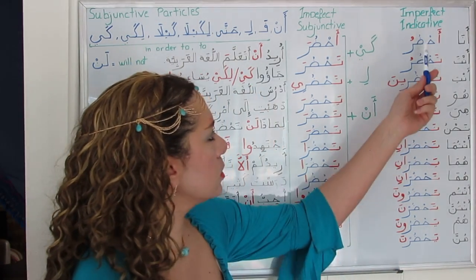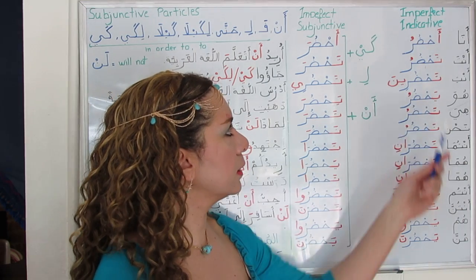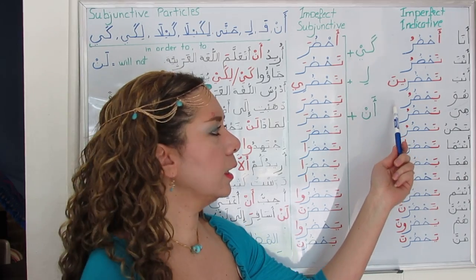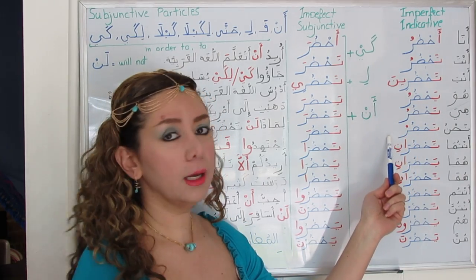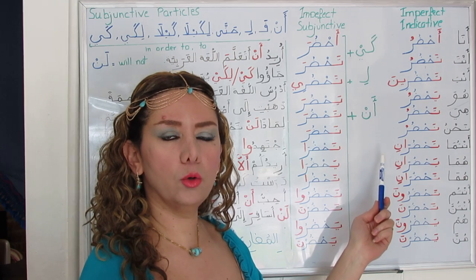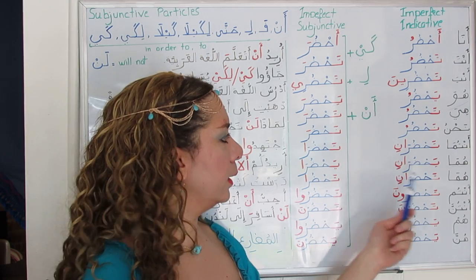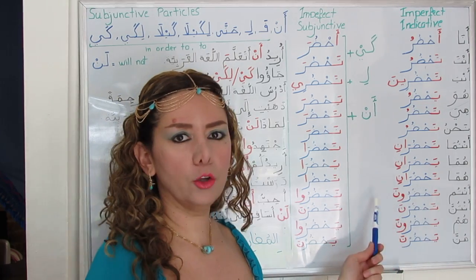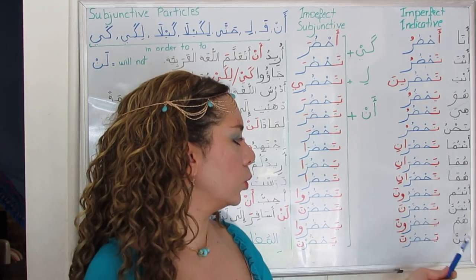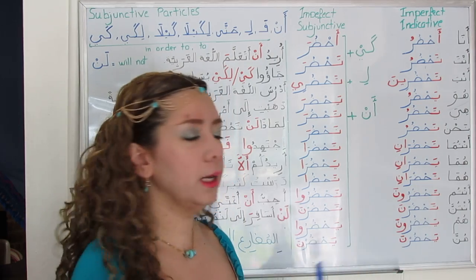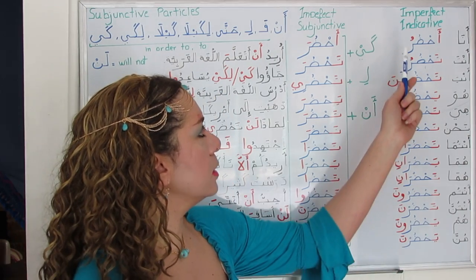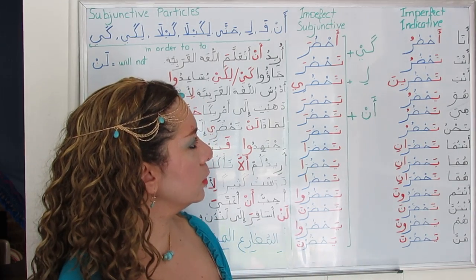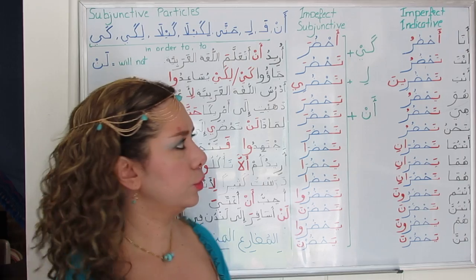So here is the conjugation of حضر. أحضر، تحضر، تحضرين، يحضر، تحضر، نحضر، أنتما تحضران، هما يحضران، هما feminine dual تحضران، أنتم تحضرون، أنتن تحضرن، هم يحضرون، هن يحضرن. So it ends in ضمة. That's why it's called the indicative mood.